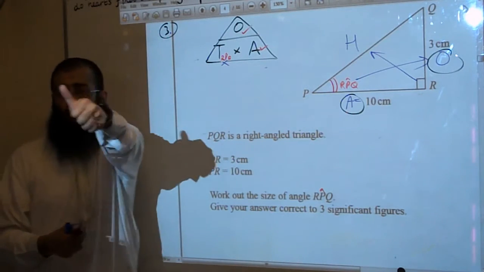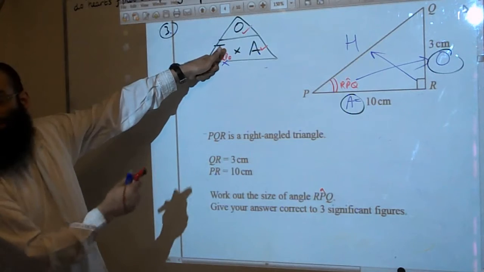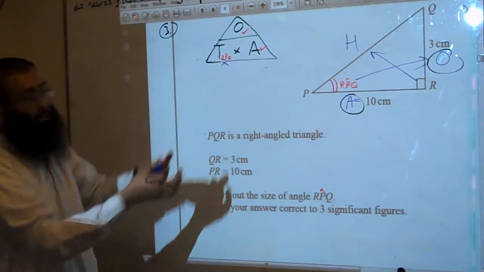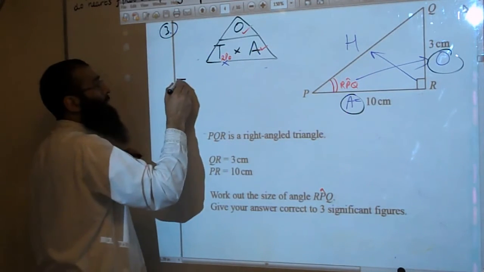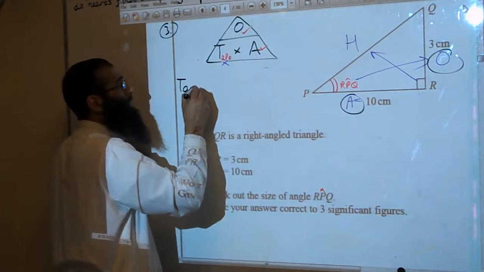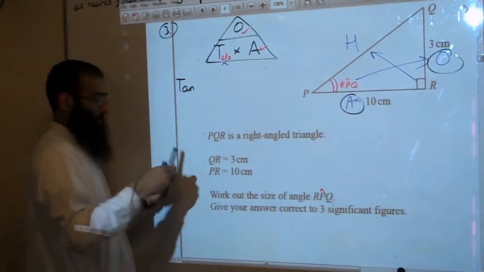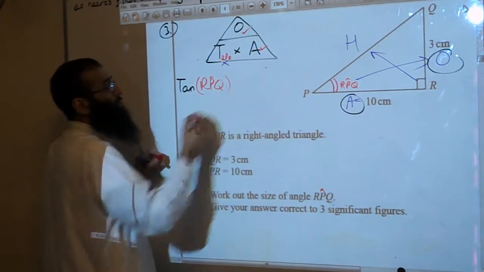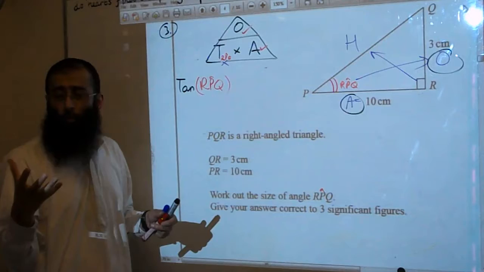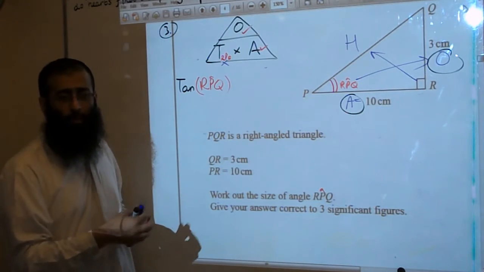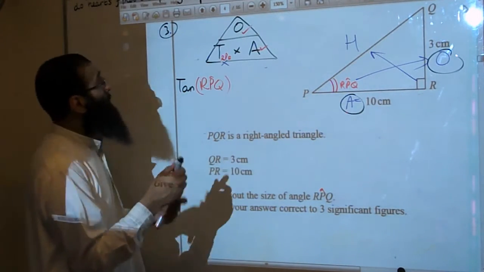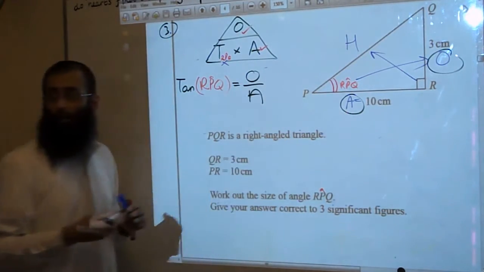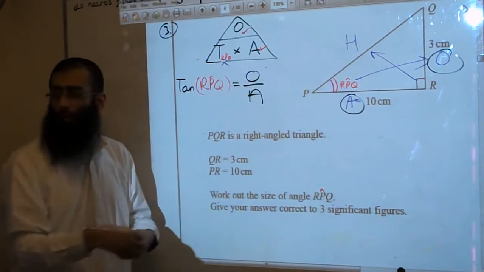Now what do we do? We get the thumb, we cover what we want to work out, and what's it telling you now, Idris? If I cover this up here, what have I got left over? Opposite divided by adjacent. Right. Let's write this bit down. So tan of my angle. Remember, it's tan of the angle. That's why some of you are making mistakes. You just write down tan. Zisha, you got that point there? Tan of the angle is equal to O over A.